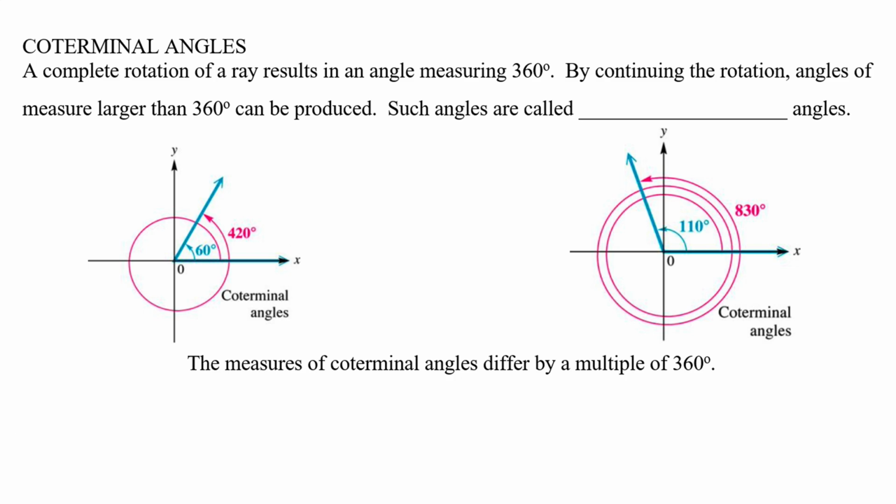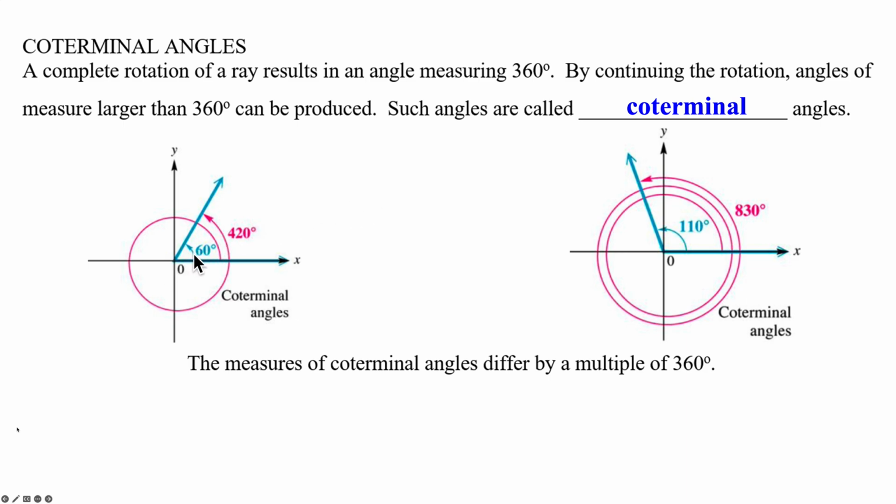Coterminal angles. Again, we have the terminal side. This is what we're talking about. A complete rotation of a ray results in an angle measuring 360 degrees. By counting the rotation, angles of measures greater than 360 can be produced. Such angles are called coterminal, which means the terminal sides of these two possible angles are in the same location.